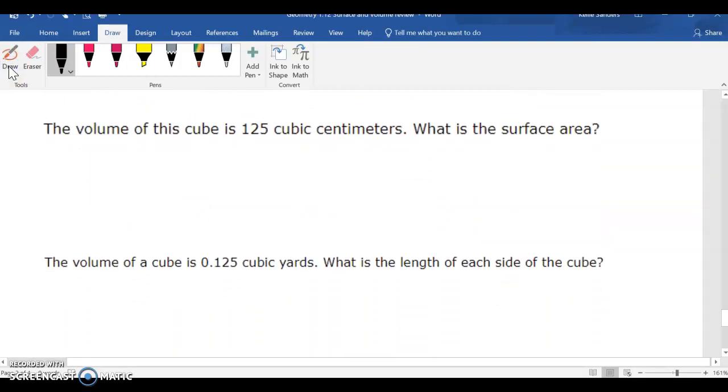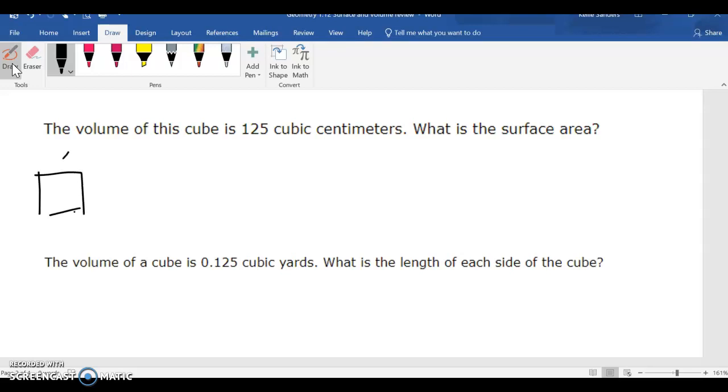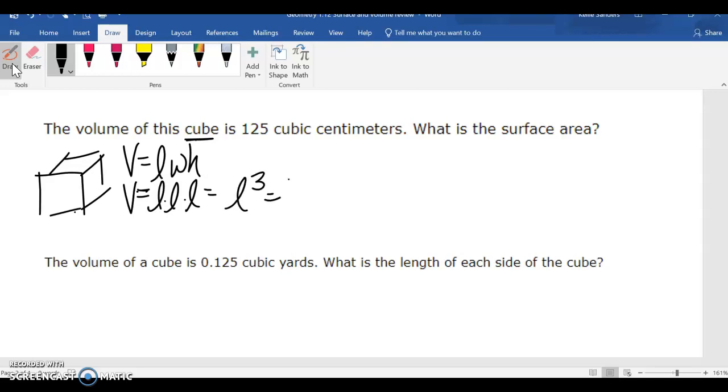The volume of the cube is 125 cubic centimeters. What is the surface area? So if you know that you have a cube, how did we find the volume? We did length times width times height. But if it's a cube, all of them are the same. So it'd be like length times length times length because they are all the same size, which would be length cubed.